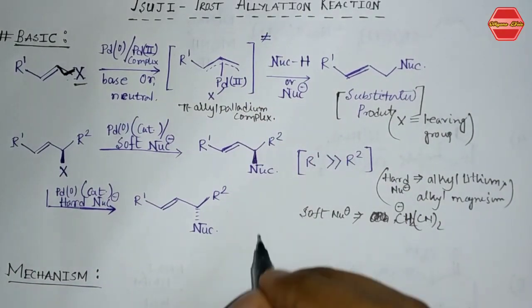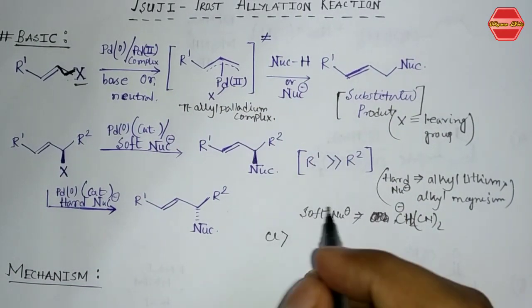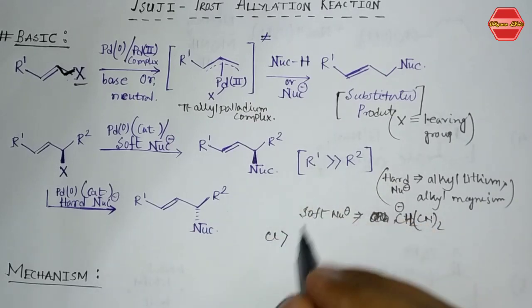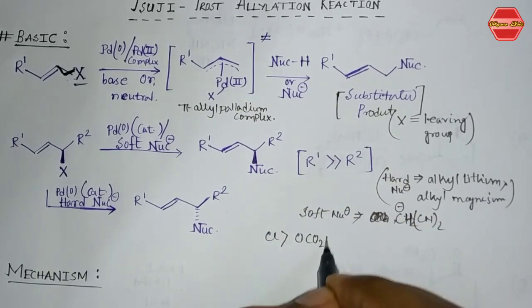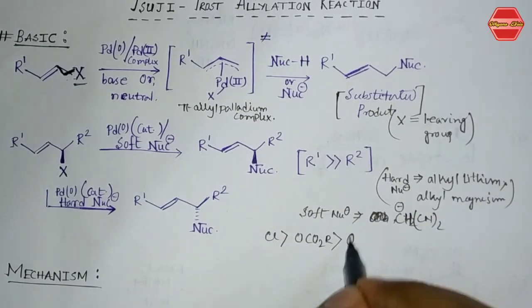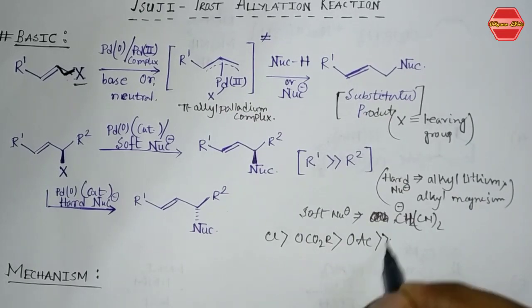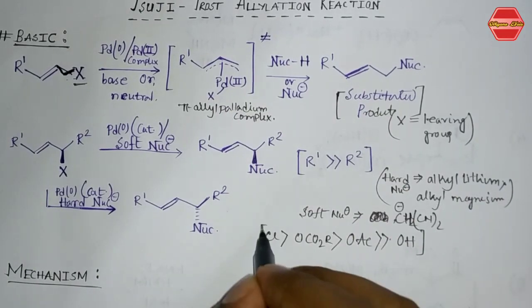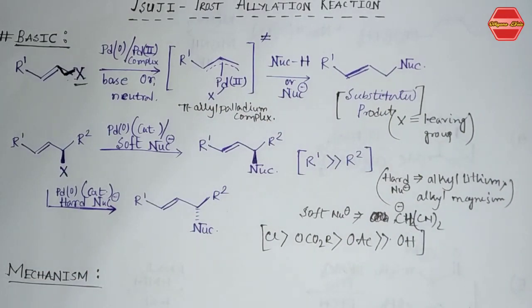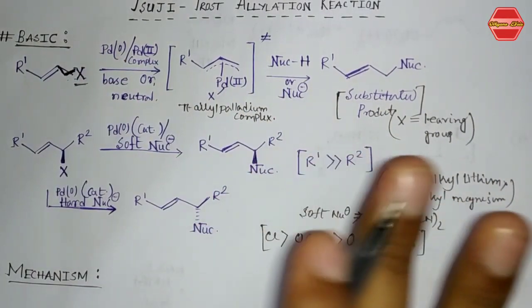This reaction also depends on the rate of the leaving group. The trend is like this: Cl is much more favorable to leave from the system, then comes OCO2R, then OAc, and the least is OH. So this is the trend of the leaving group in this reaction. This is the overall Tsuji-Trost allylation reaction.